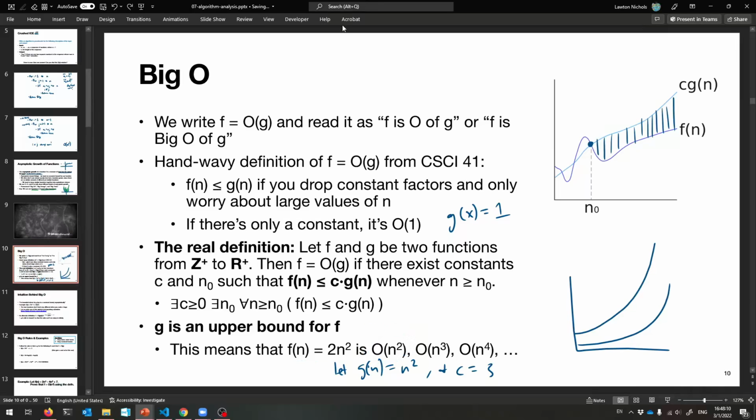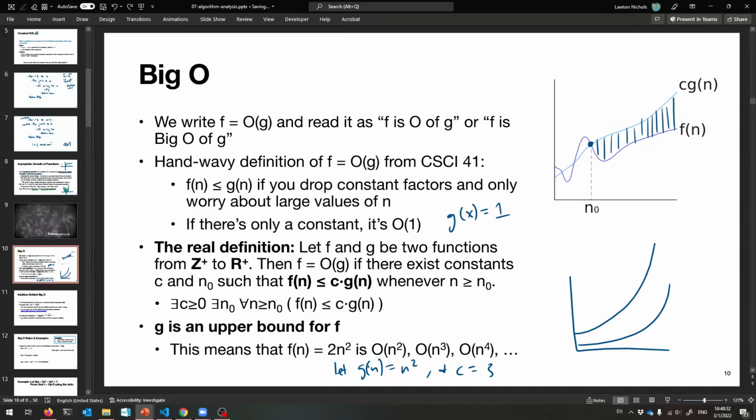Okay, and because it's an upper bound, it's also true that 2n squared is big O of n cubed. 2n squared is big O of n to the fourth, because those are always bigger, right? You can choose an appropriate constant to multiply by n cubed and n to the fourth, such that this is bigger than that, because of course it's a faster growing function. Okay, so that's what big O really means. That's what it's talking about.